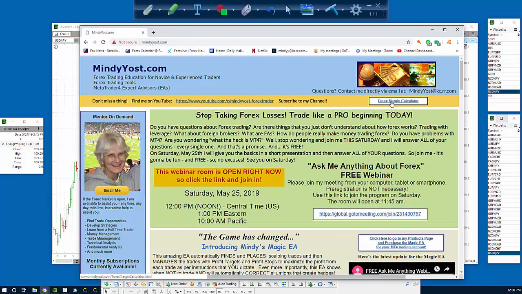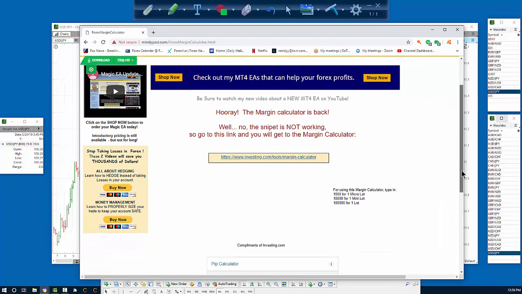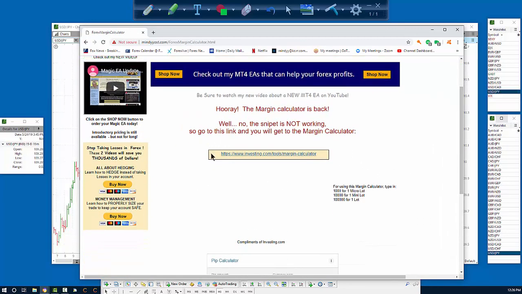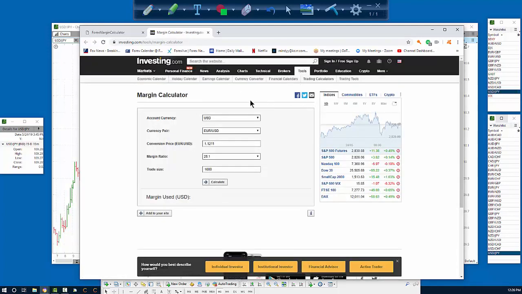I have a Forex margin calculator that you can access in a moment's notice, and this is a really good thing. Now, what happened here is that the widget that I had installed on my website went sour. I tried to reinstall that today, and there's a problem with the snippet. So what I did is I went ahead and posted a link for you where you can go over to investing.com and get to their margin calculator quick as a wink.